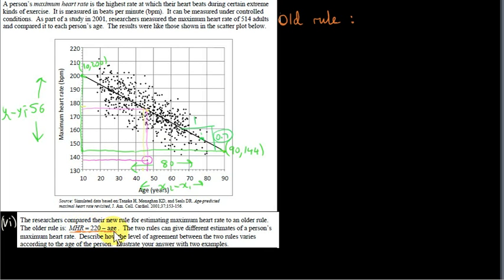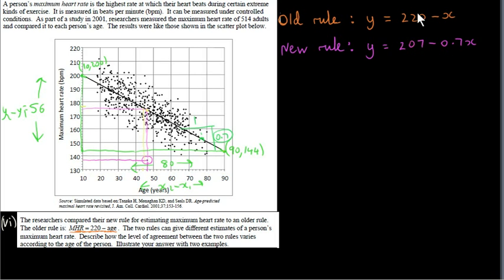MHR equals 220 minus age. I can just write that down as y equals 220 minus x. So that's different from our new rule. Our new rule we calculated in the previous part was y equals minus 0.7x plus 202, I think. I'll just note that. So here's the new rule. I'm just writing y for MHR and x for age. It's just easier to read it now. And I've just written this new rule slightly differently. I've written the constant term first and the x term second, but it doesn't really matter.